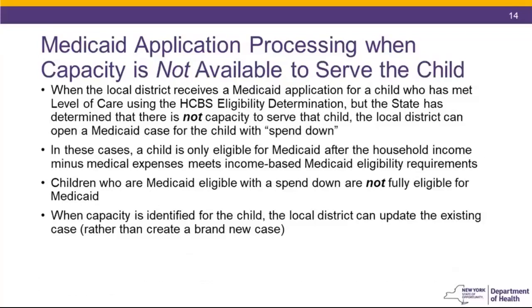Medicaid application processing when capacity is not available to serve the child. When the local district receives a Medicaid application for a child who has met level of care using the HCBS eligibility determination, but the state has determined that there is not capacity to serve the child, the local district can open a Medicaid case for the child with a spend down. In these cases, the child is only eligible for Medicaid after the household income minus medical expenses meets the income-based Medicaid eligibility requirements. Children who are Medicaid eligible with a spend down are not fully eligible for Medicaid. When capacity is identified for the child, the local district can update the existing case rather than create a brand new case.